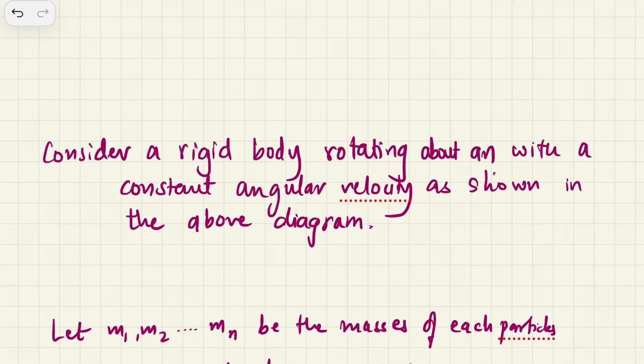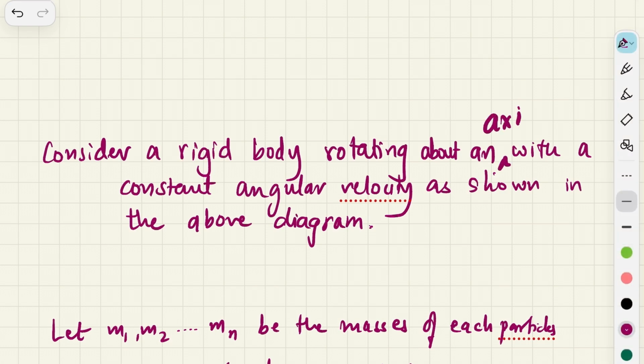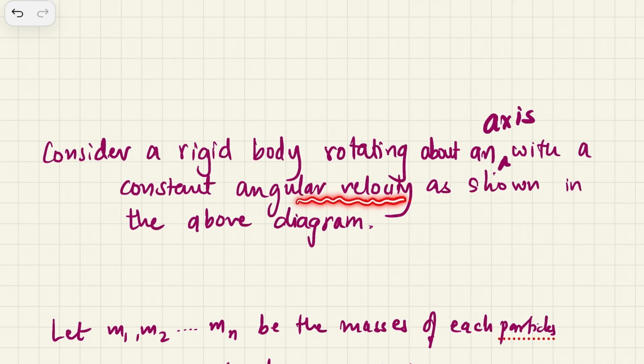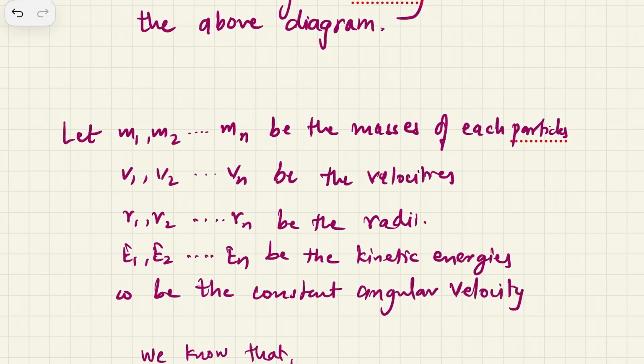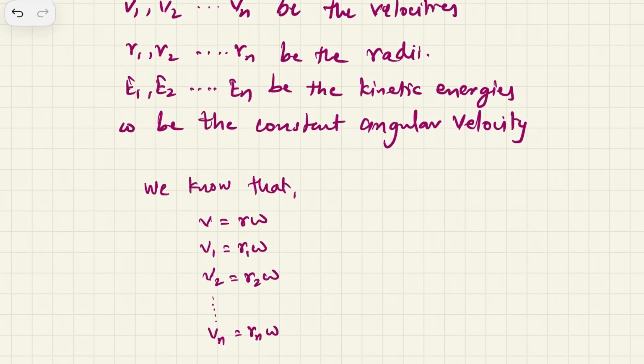First of all, what have I considered? I have considered a rigid body rotating about an axis with a constant angular velocity as shown in the above diagram. Then we are going to assume certain things: m1, m2 and mn be the masses of each particle, v1, v2, v3 till vn be the velocities, r1, r2, r3 till rn be the radii, and E1, E2 and E3 till En be the kinetic energies. Omega is the constant angular velocity. Now we'll start with the proof.